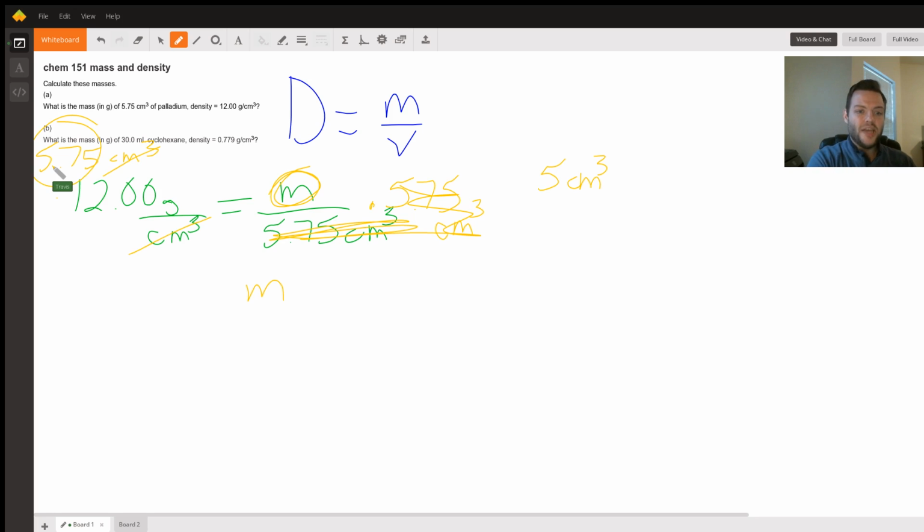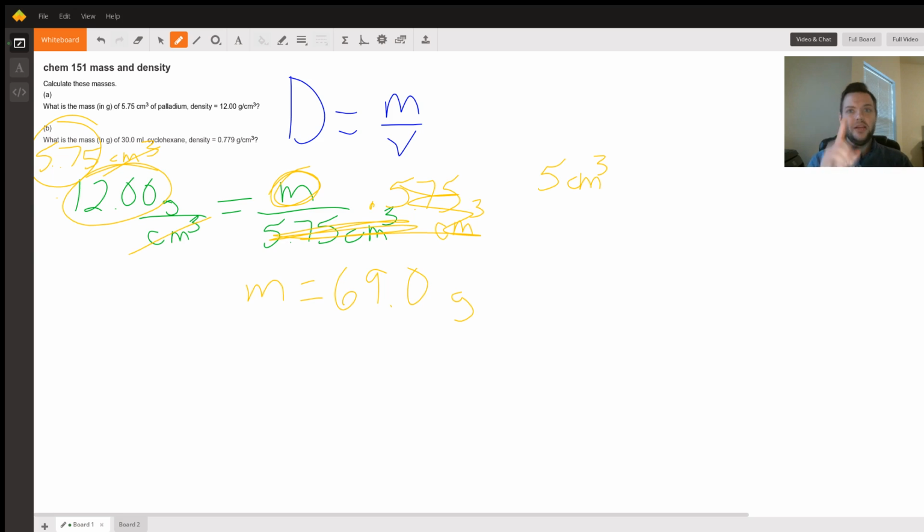Since this quantity has 3 significant figures and this one has 4, our final value should only have 3 significant figures. In chemistry, when we do multiplication like this, we are limited to our smallest number of significant figures, meaning that for the palladium, you'd have 69.0 grams.